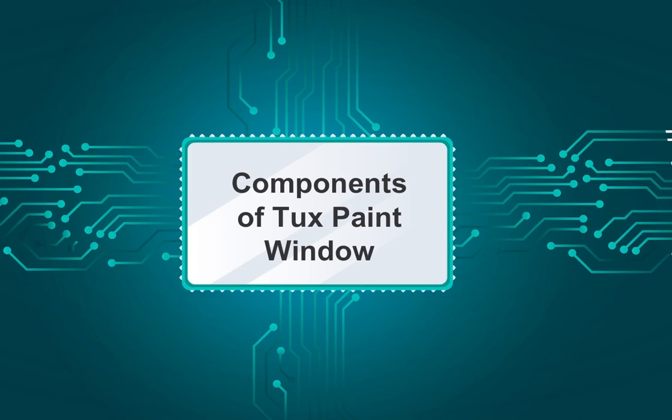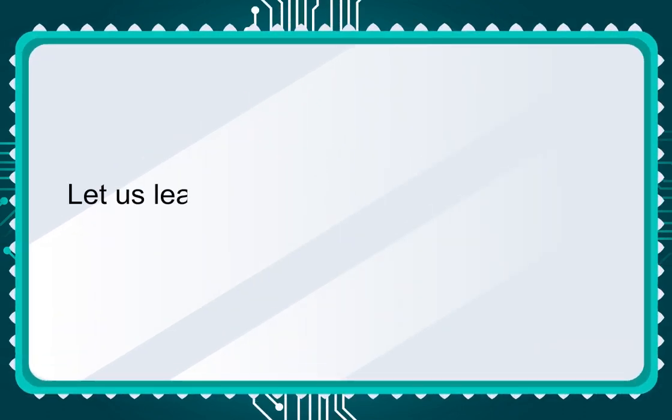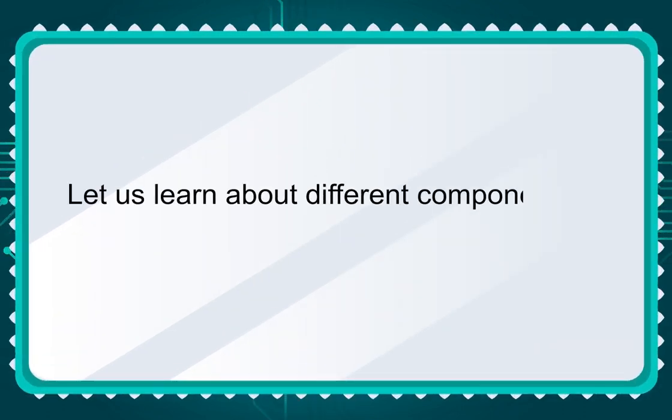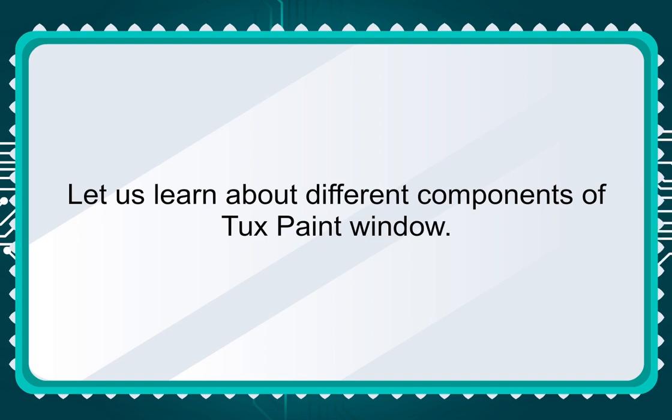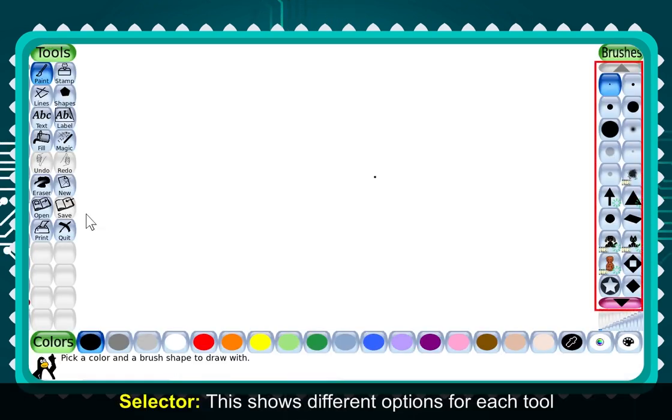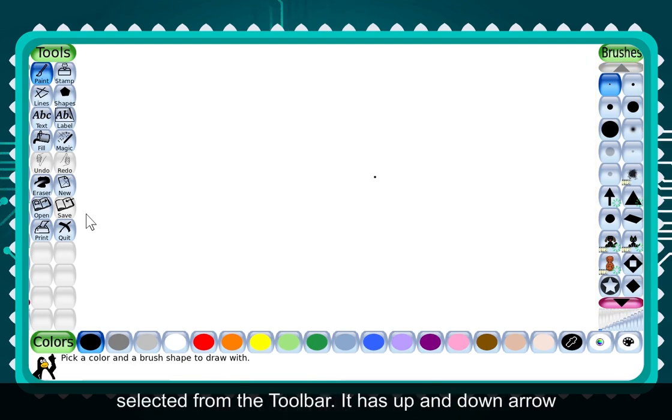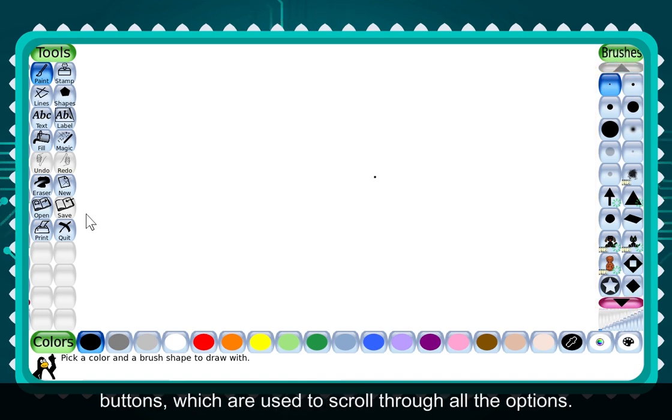Components of Tux Paint window. Let us learn about different components of Tux Paint window. Selector. This shows different options for each tool selected from the toolbar. It has up and down arrow buttons which are used to scroll through all the options.